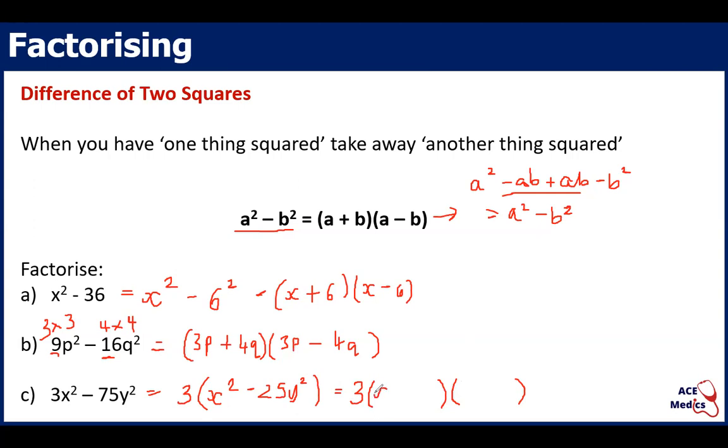Cool. So we're going to have an x there and an x there. That makes our x squared. We then need a plus and a minus. Our plus and our minus. Fantastic, SM. You're absolutely right. It's going to be plus 5y minus 5y. And that will get us our 25y squared.